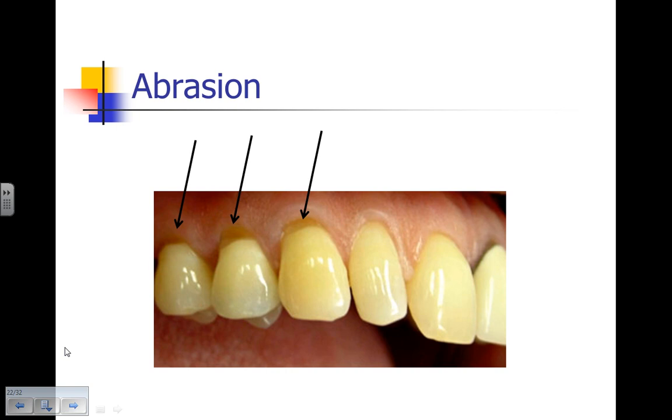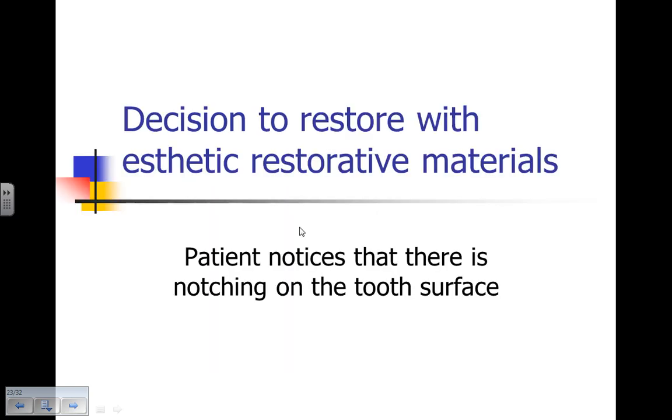Let's take a look at some lesions. Here we're looking at lesions that are abrasion lesions. They may have an abfraction component because of their angular nature. How do we make the decision to restore with aesthetic materials? Well, we talked about the depth being one of the primary considerations, but also if the patient notices that there's notching on their tooth surface, they're going to want it restored aesthetically.